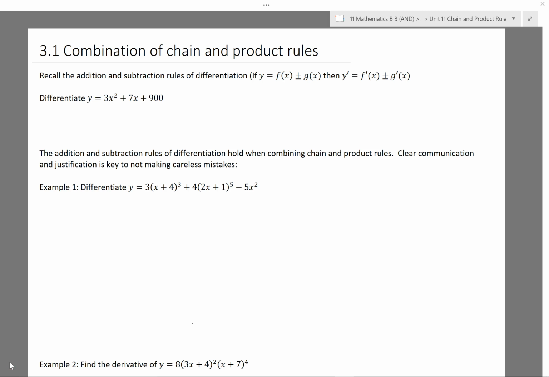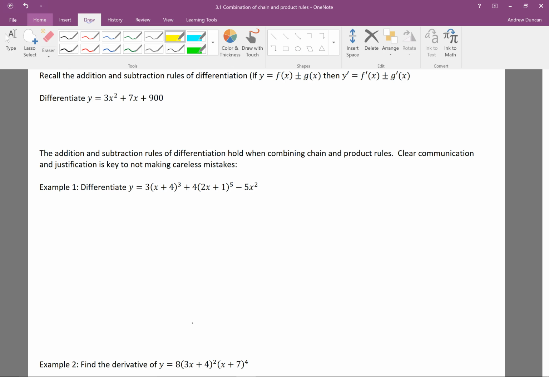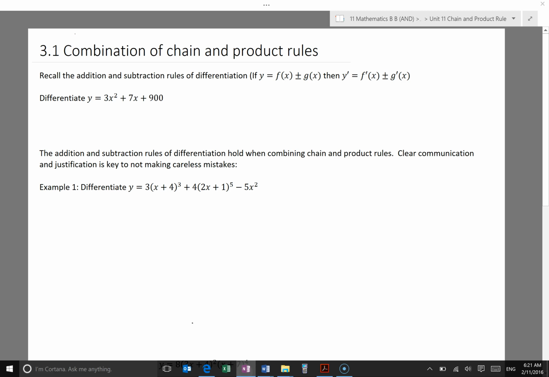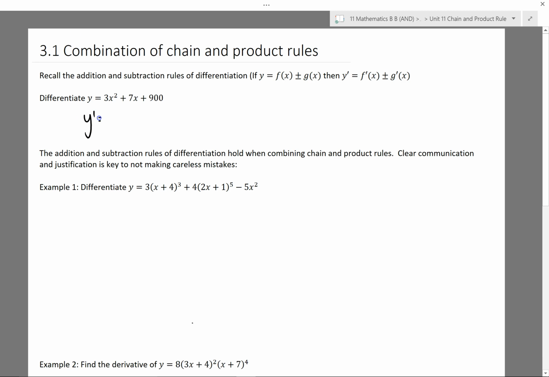In this lesson we're going to combine the chain and product rules, and you'll be able to differentiate pretty much any sort of function. So just a reminder of the rules of differentiation. If we're adding or subtracting two functions, we add or subtract their derivatives. So in this simple example, to find this derivative, we'll just differentiate these terms individually.